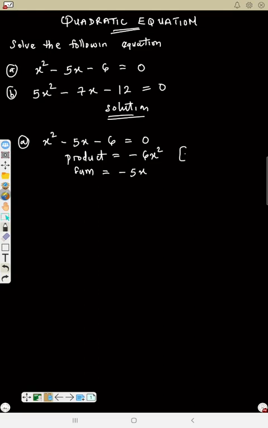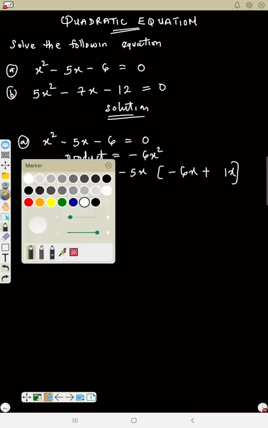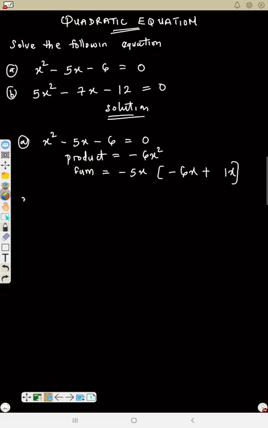So the two numbers, minus 6 plus 1. So you can just put x. That number will replace the middle one here. So now this becomes s squared minus 6s plus 1s minus 6 equals 0. Now bracket it in 2. That will be s squared minus 6s plus s minus 6 equals 0.